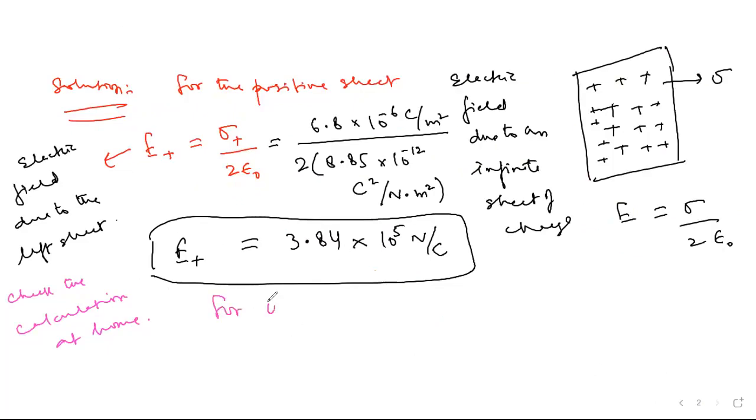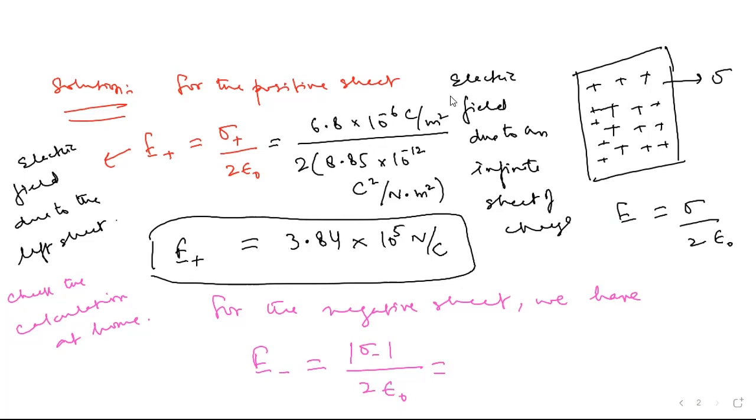So for the negative sheet, we have E minus, which represents the electric field due to negatively charged sheet, its magnitude. So we take the magnitude of the negative surface charge density over 2 epsilon naught.